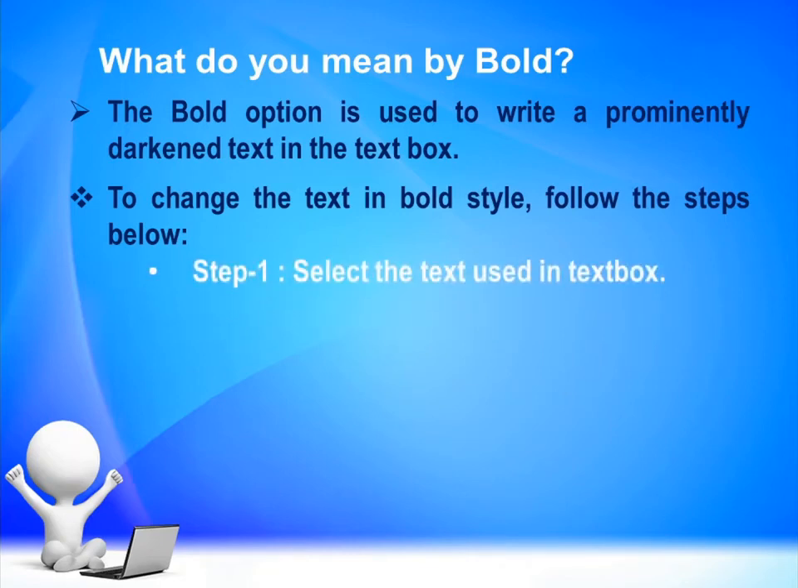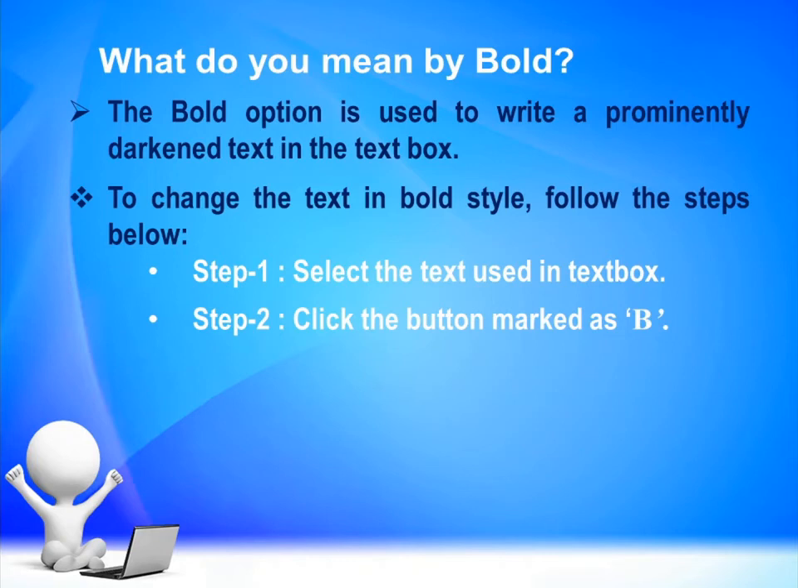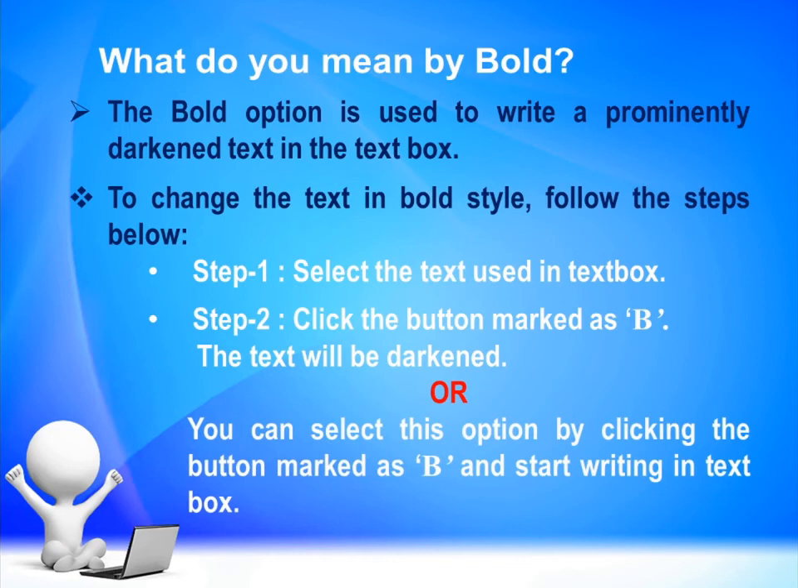Step 1. Select the text used in text box. Step 2. Click the button marked as capital B. The text will be darkened. Or you can select this option by clicking the button marked as capital B and start writing in text box.